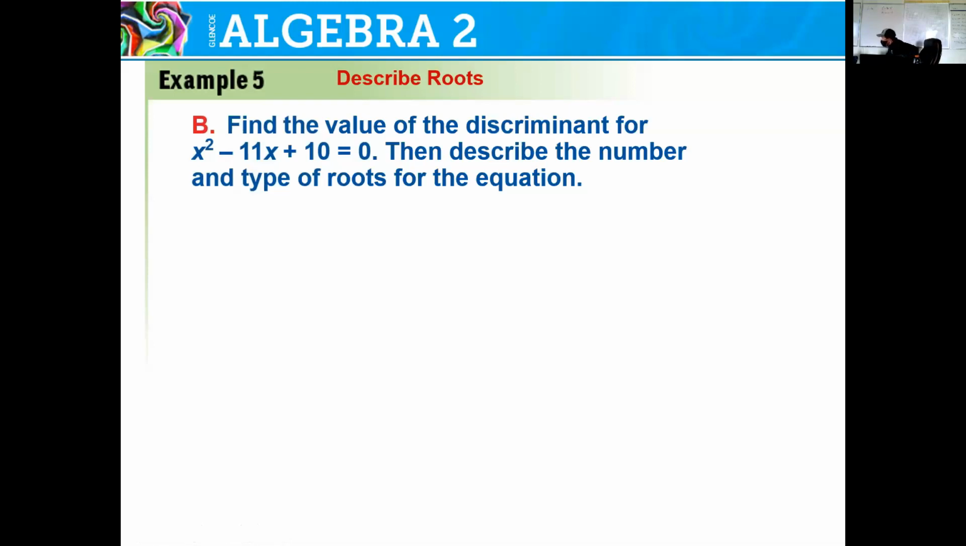All right, another one. Find the value of the discriminant. So once again, it's b squared minus 4ac.